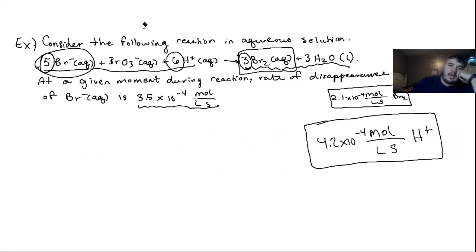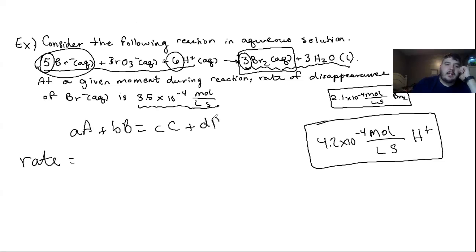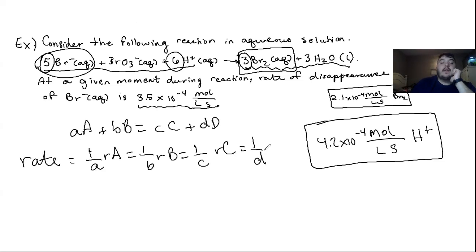So rate of the reaction, the basic idea of the rate of reaction is this. If we have A plus B equals C plus D, how we would write our rate of reaction is simply 1 over A times the rate of big A, which is equal to 1 over lowercase b times the rate of big B, which is equal to 1 over C times the rate of big C, which is equal to 1 over little d times the rate of big D. So we've got 3 or 6 or 5 up here.